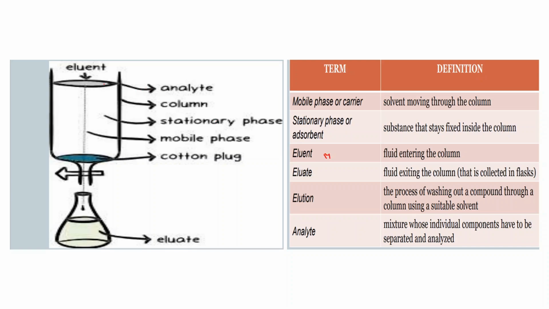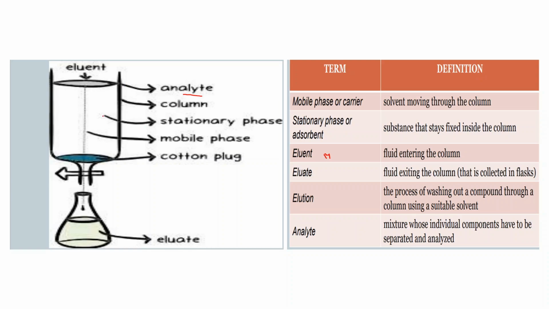Then you have the analyte. Analyte is the mixture whose individual components have to be separated and analyzed by using chromatography. So it is the mixture of components which will be analyzed. Then this is the column.